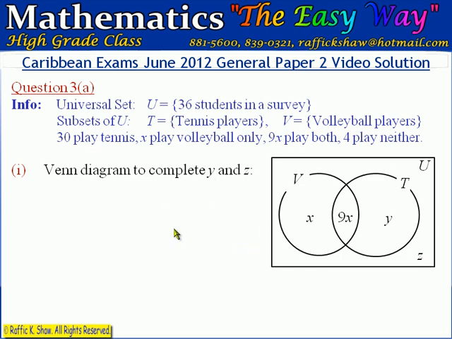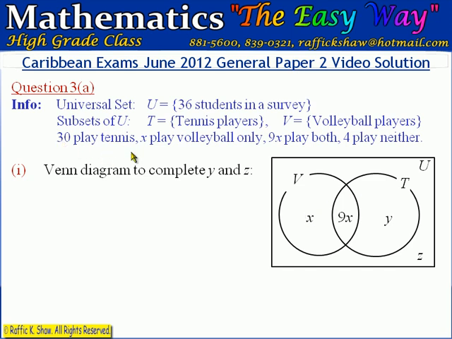Now, this Venn diagram represents information that is given. Here we see the set V for volleyball, and here we see the set T, subset T for the tennis players. The question said that x students play volleyball only, hence we have x here, and 9x play both volleyball and tennis, hence we have 9x in the intersection of the volleyball subset and the tennis subset.